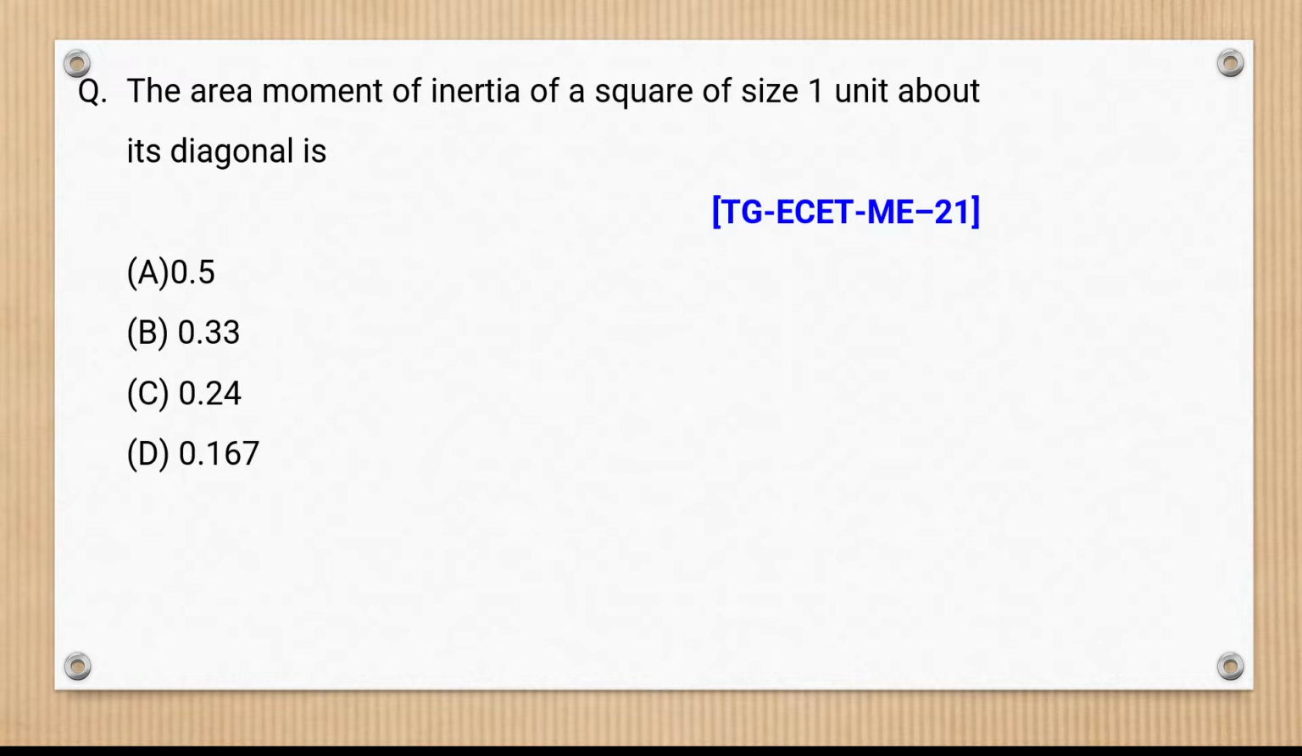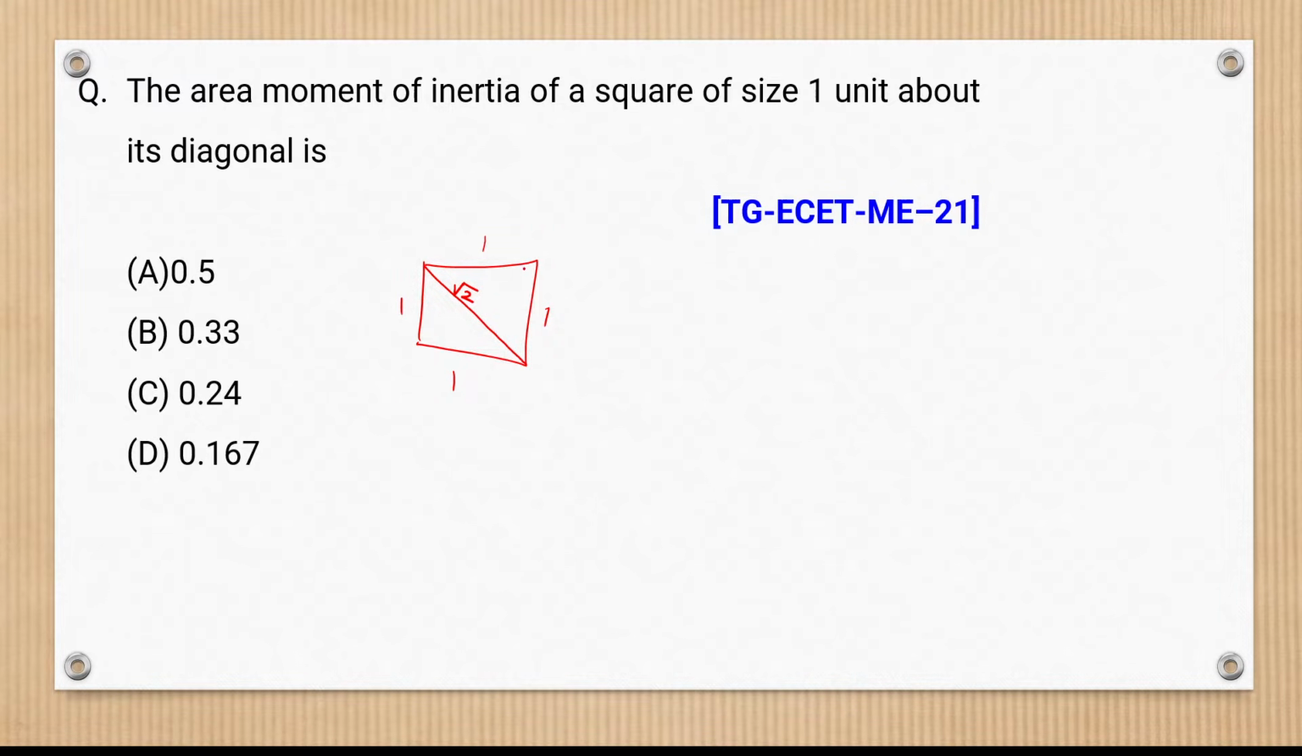Area moment of inertia of the square of size 1 unit about its diagonal needs to be calculated. So for the square, all the sides are equal. So this is 1, 1 and 1. And if we draw a diagonal, the size of the diagonal will be √2. And the moment of inertia needs to be computed about the diagonal axis.